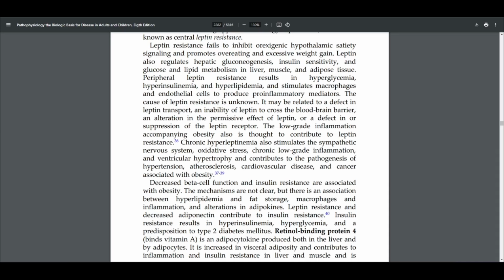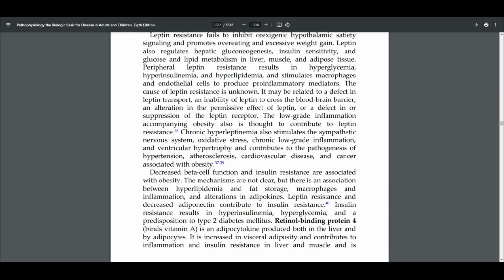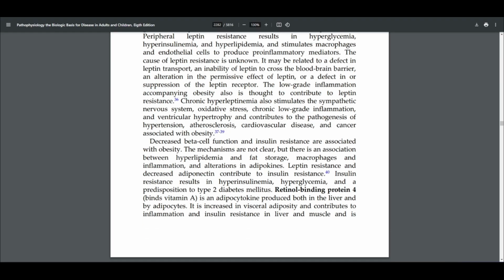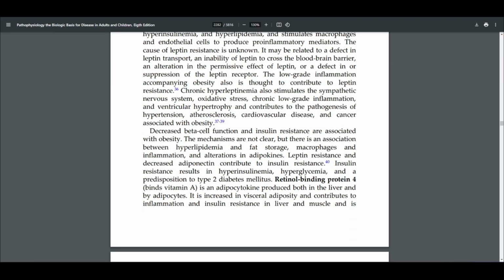The cause of leptin resistance is unknown. It may be related to a defect in the leptin transport, an inability of leptin to cross the blood-brain barrier, an alteration in the permissive effect of leptin, or a defect or suppression of leptin receptor. The low-grade inflammation accompanying obesity also is thought to contribute to leptin resistance.